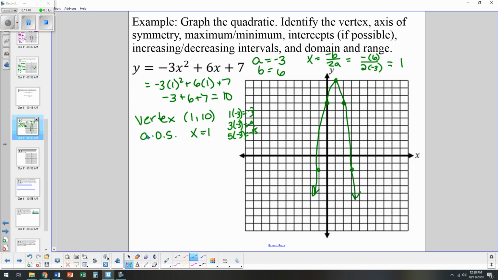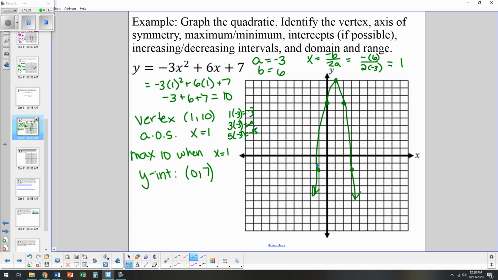All right. So I've identified my axis of symmetry and my vertex. There's a maximum of 10 when x equals 1. We have x-intercepts we can't quite see, but we do have a y-intercept we can identify, right? And we knew it from here because in quadratics in standard form, the c value is my y-intercept, so that's (0, 7).